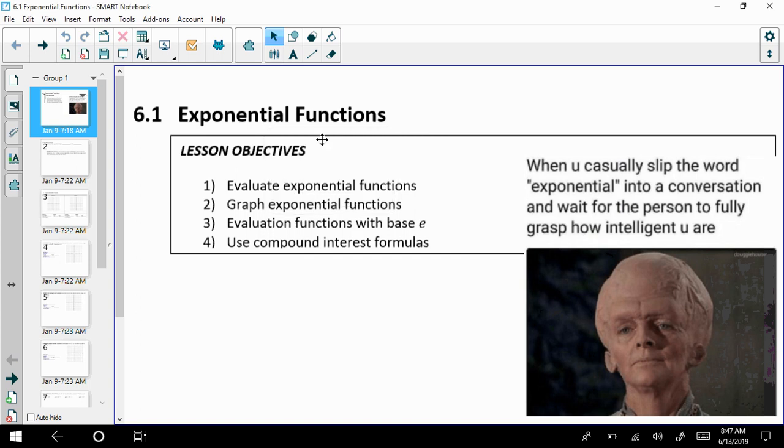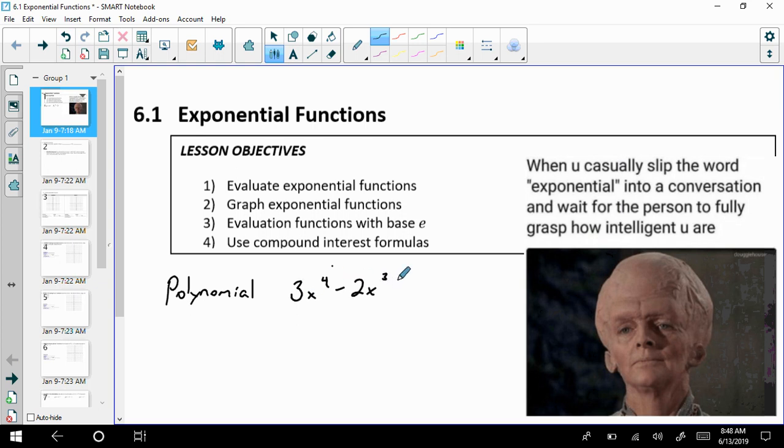So a new unit, Unit 6, is on two other types of functions, exponential and logarithmic functions. Up until now, we've really looked at two types of functions. We looked at polynomial functions. And remember, polynomial functions were something like this, where all the exponents were nice whole numbers. We didn't have negative exponents.